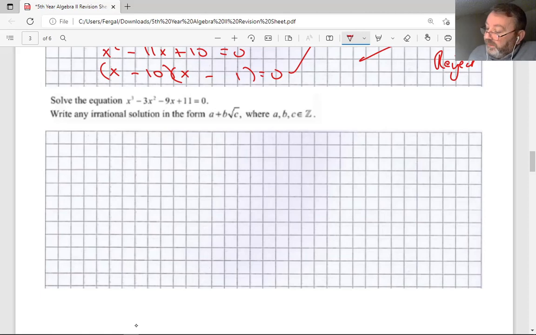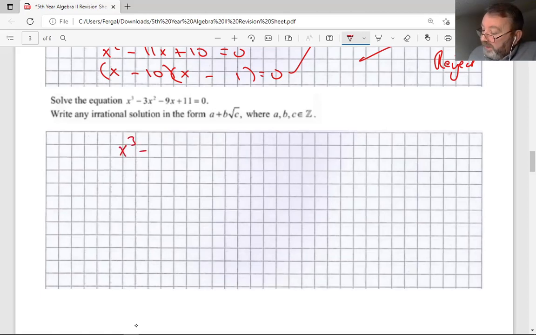Solve the equation x cubed minus 3x squared minus 9x plus 11 equals 0. Now, no starting point whatsoever. But that's okay. We just look at the last term. And the last term tells me that 11 is just 11 times 1. So one of these has to be the first root. So let's test 1 and see what happens. Test x equals 1 as a root. And let's put it in here.